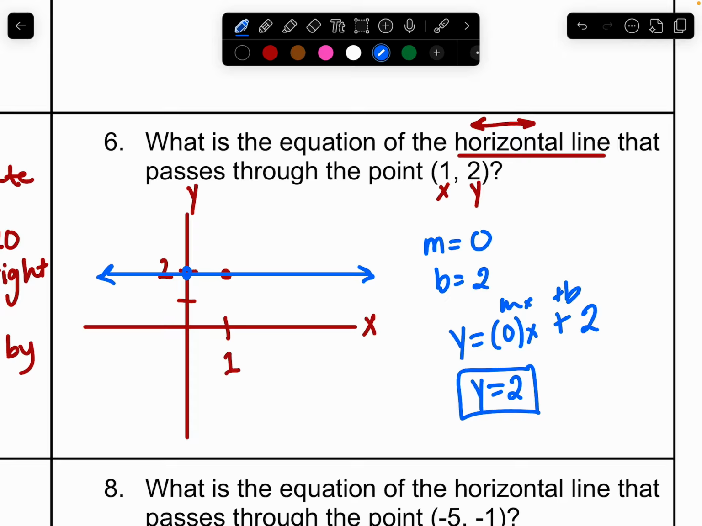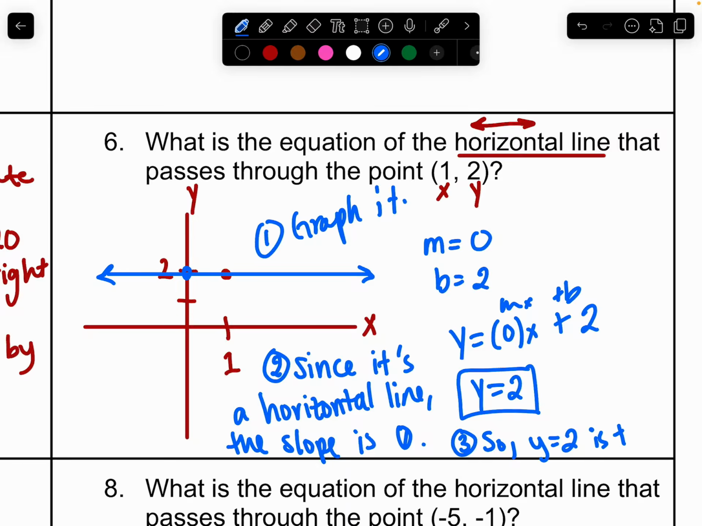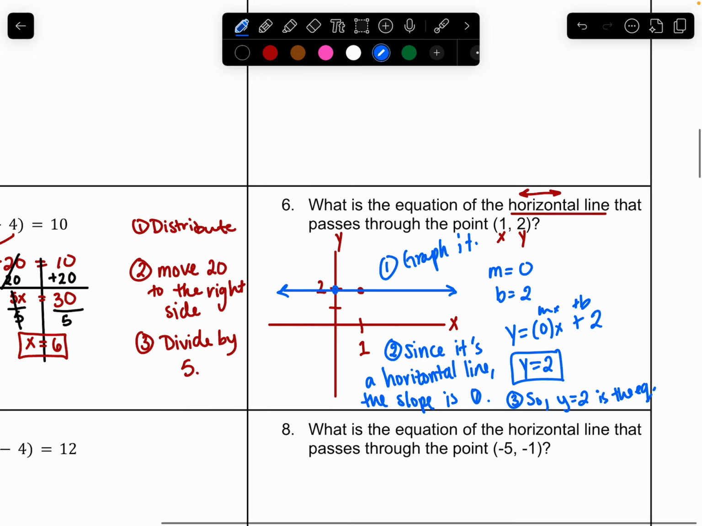Okay, so to explain this, I want you guys to graph it. And then 2, since it's a horizontal line, the slope is 0. Since it's a horizontal line, the slope is 0. So third step, y equals 2 is my equation. So 3 steps, all right?